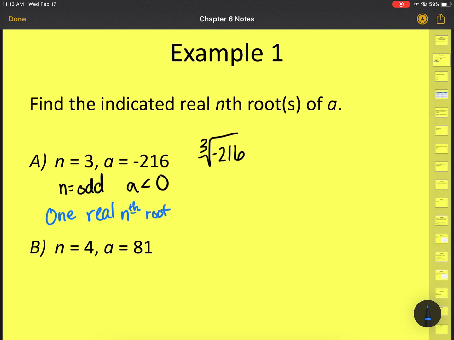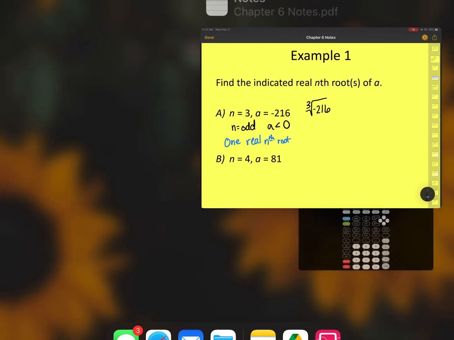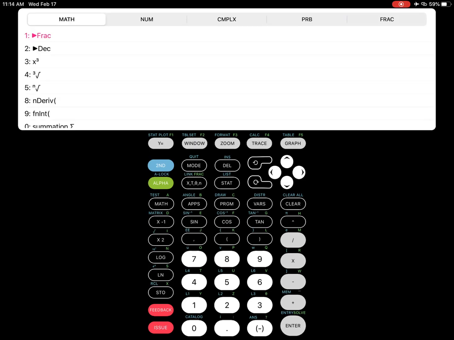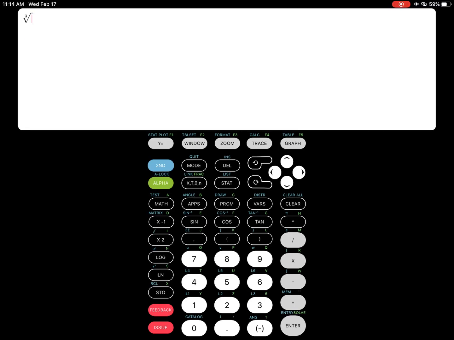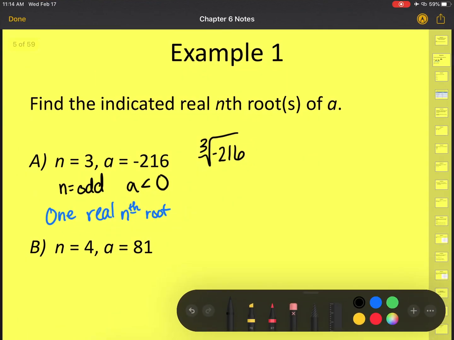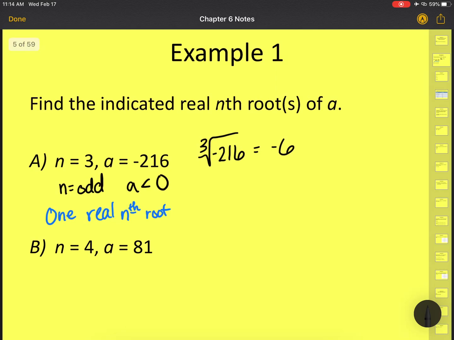So when we type this in the calculator, the third root of negative 216, what we've got to do is hit math, and you'll see at number 4 and number 5 there, the third root and the nth root. Number 4 is if we have anything with the index of 3. Number 5, we're going to press if we have any index of 4 and above. We can put in our own index there. But since we want the third root, I'm just going to hit number 4, and put in negative 216. And we get back negative 6. So the third root of negative 216 is negative 6. That's our one real nth root.